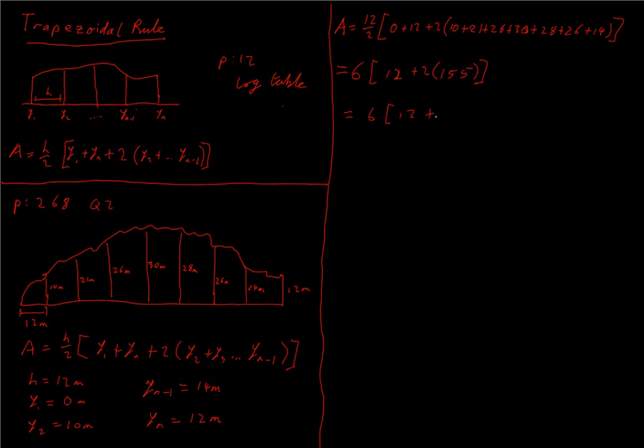Now I'm going to go 2 times 155, just working out each little piece of this as we go, and I get 310. And I add 12 and 310, and I get 322. And I multiply that by 6 and I get 1932. And my units, remember I'm dealing with an area and I'm given units in meters, so area would be units squared. Meters squared is going to be our final answer.